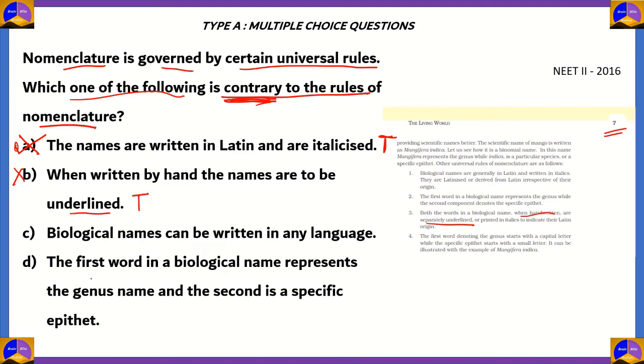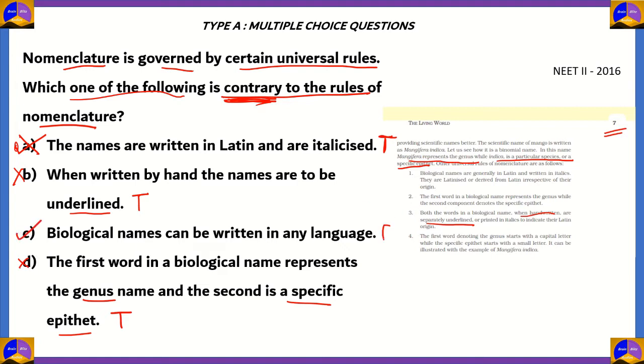Now, what about option D? The first word in a biological name represents the genus, and the second is a specific epithet. If you look at the paragraph above, Mangifera represents genus, that's the first name. Indica is a particular species or specific epithet. So option D is also wrong because the statement is true. So that means the correct answer, that means the false statement, is option C.